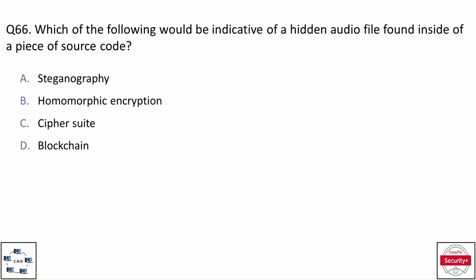Question number 66. Which of the following would be indicative of a hidden audio file found inside of a piece of source code? The options are option A, steganography, option B, homomorphic encryption, option C, cipher suite, and option D, blockchain. And the correct option is option A, steganography.